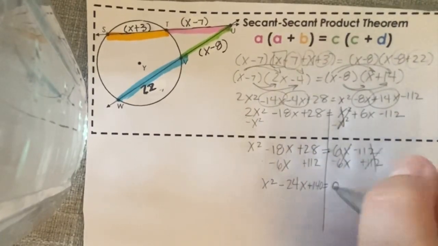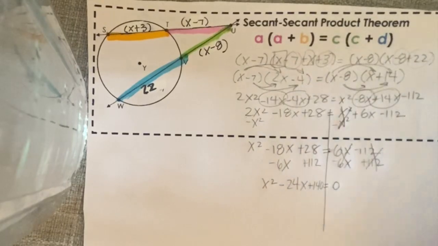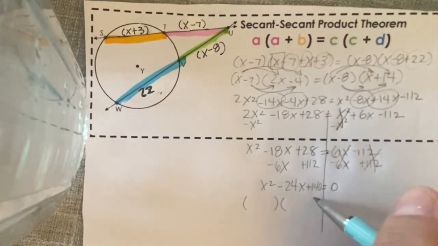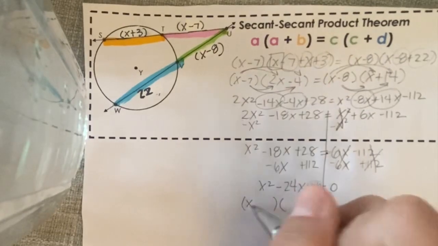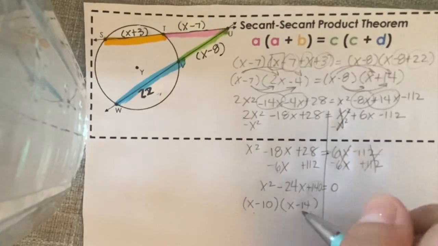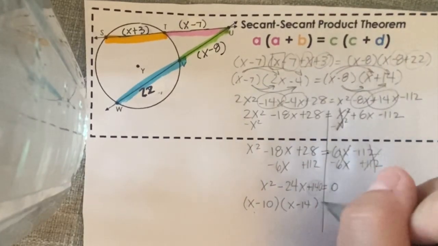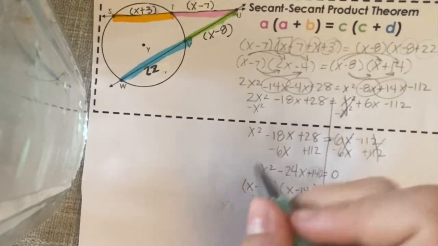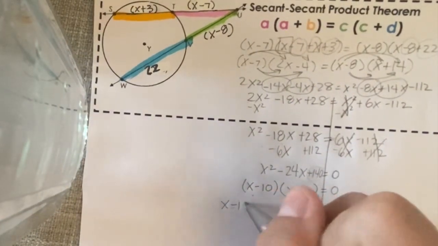These will cancel, so it's 0 on the other side. Now you have a couple of options. If you feel comfortable factoring, you can do that. If you do that, you'll get x minus 10 and x minus 14. And I'm not going to go through how to factor. You can look up other videos for that. But this is just one option.